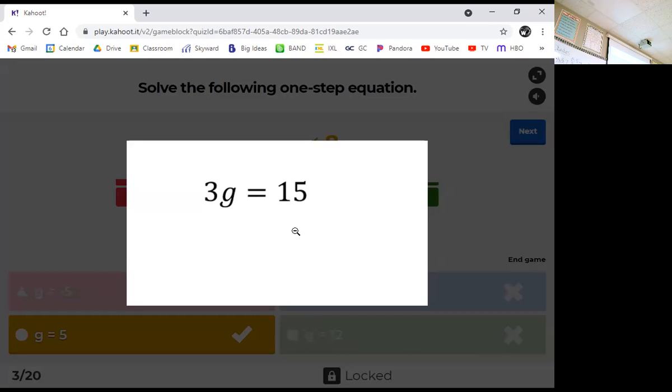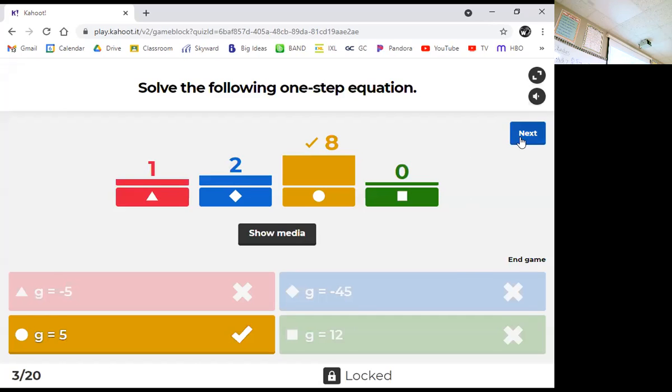Division equations have to be solved using multiplication. So think about, what if I would have asked you this? What if I would have said 3 times what gives me 15? 5. You would have said 5. See how simple it is just to think about it like that sometimes? 3 times what would give me 15? It's 5. All right, next question.